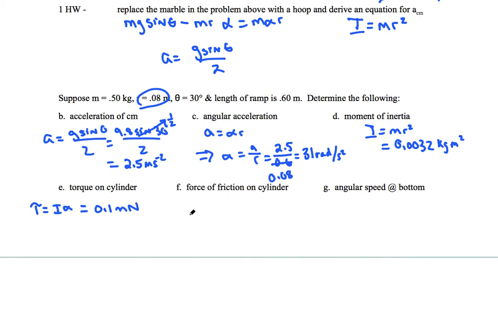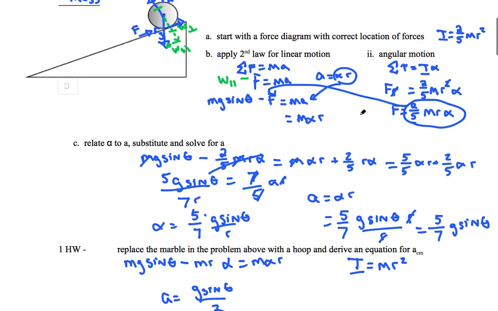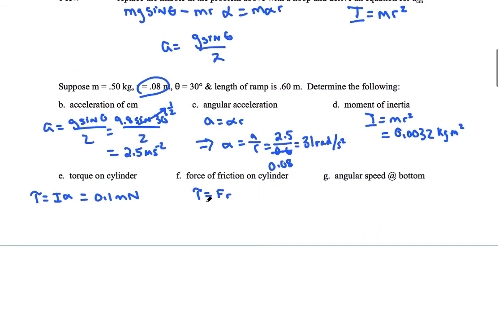The force of friction, well, the torque is equal to F times R. That's what we did up here. So going all the way back up to here, the torque from that force of friction is F times R. So now that I know tau, F is equal to tau by R, so that gets me 0.2 newtons.